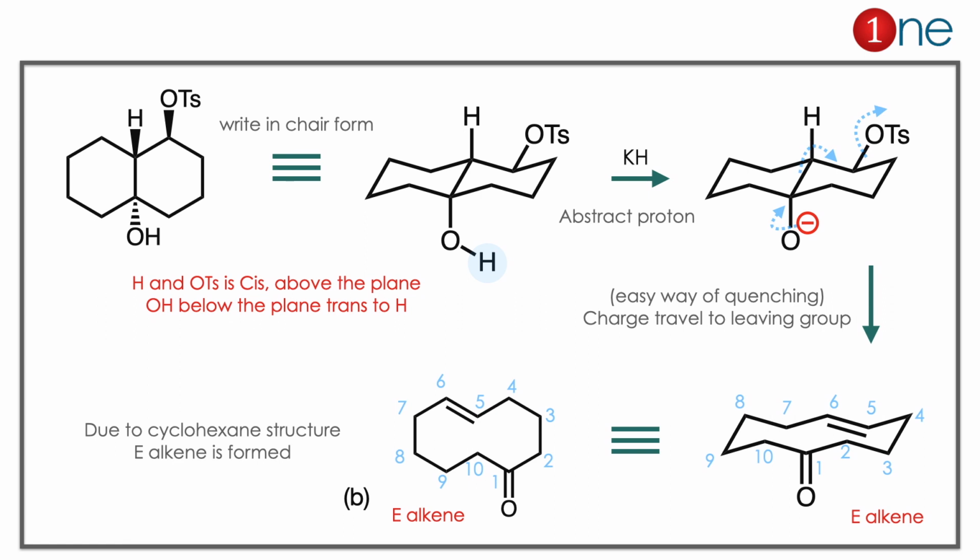So we have to redraw to the normal form. You write the numbers and get back again. If you draw it, you have the answer B, which is the E alkene. Here the E alkene is formed because the stereochemistry is preserved during the reaction. The cyclohexane holds its original form. So the E alkene is there. You can see the 5 and 6 positions. The E form is retained there. Here you have to learn two important things. One is charge travel. Charge always travels to the leaving group. Here it is OTS. Second thing is stereochemistry. During the reaction, stereochemistry isn't modified. So the E alkene is retained there.